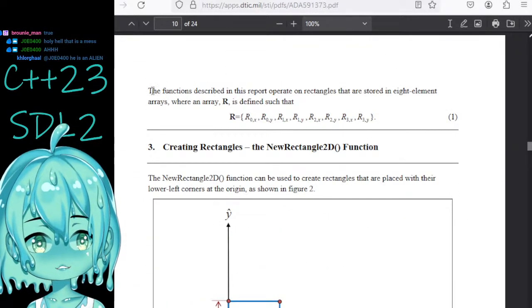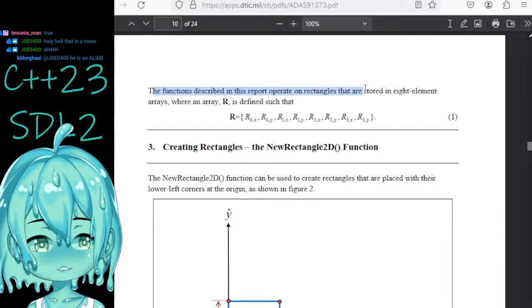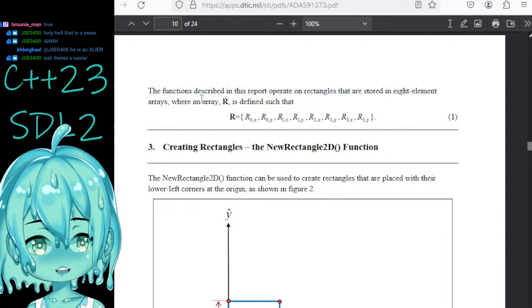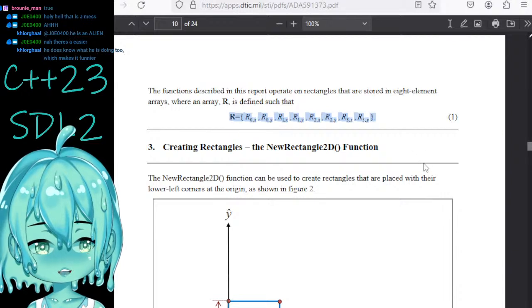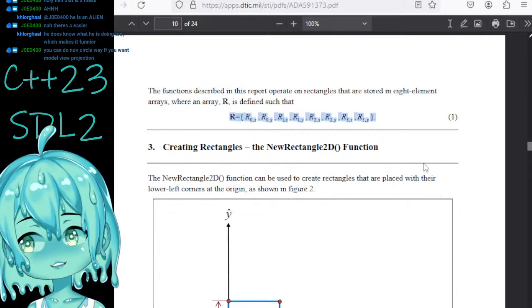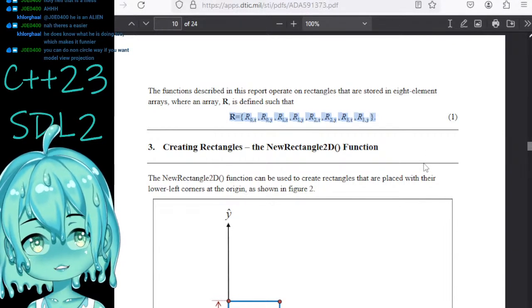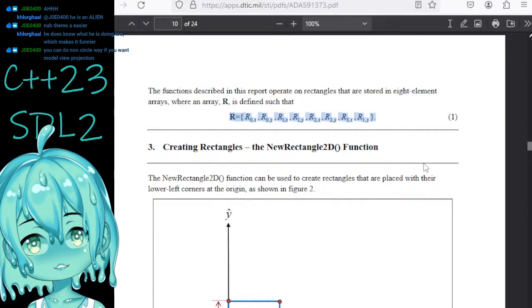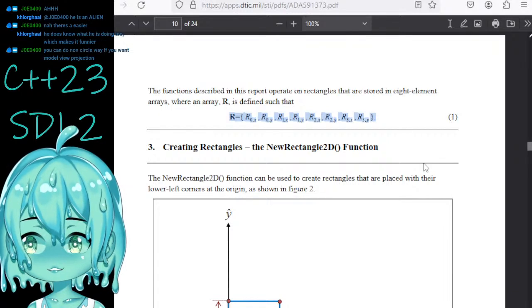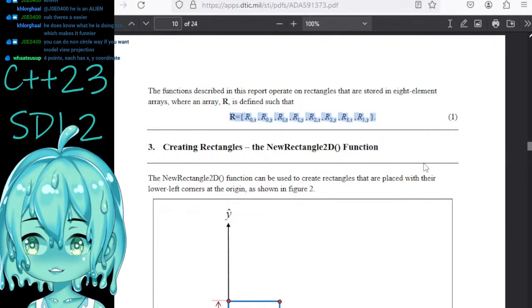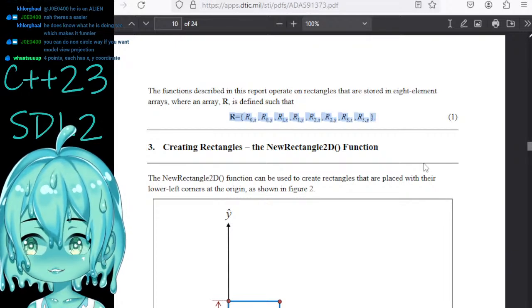So what is this? The functions described in this report operate on rectangles that are stored in an 8-element array, where array R is defined as Rx, R. Why are there 8 elements in a rectangle? Why would a rectangle want 8 elements? X, Y, width, height. And maybe a destination rectangle, I guess? He does know what he is doing too, which makes it funnier.